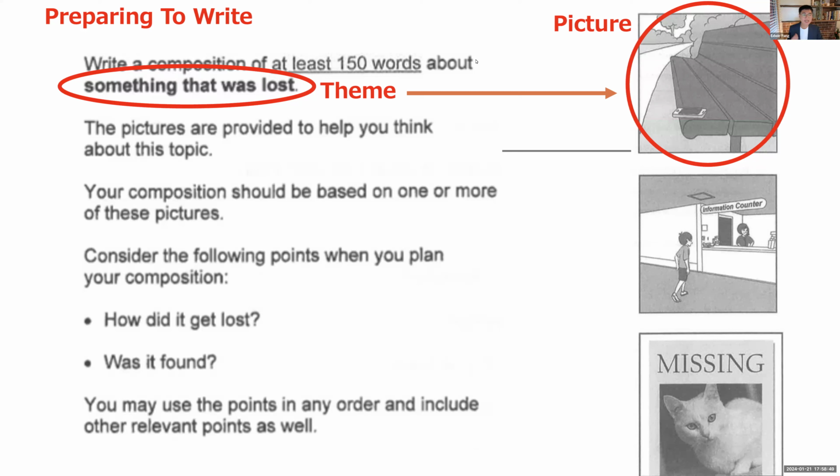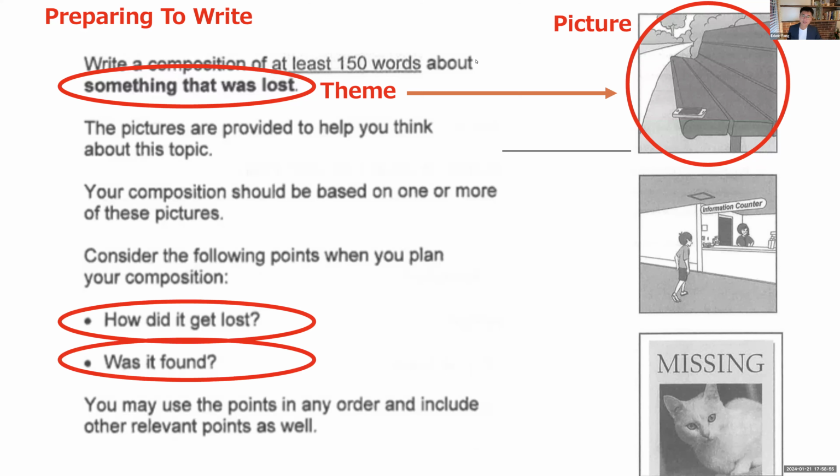Let's move on. What other elements of this question are important? Well, obviously, the guiding questions below, right, help us to develop the theme or the topic. In this case, what was lost? How did it get lost? And was it found? How was it found? These are some guiding questions, either stated explicitly on the question or in your head, that can help you to develop the theme or the topic more fully.